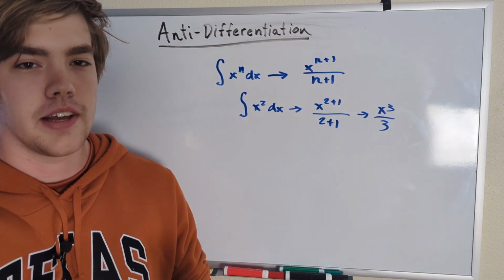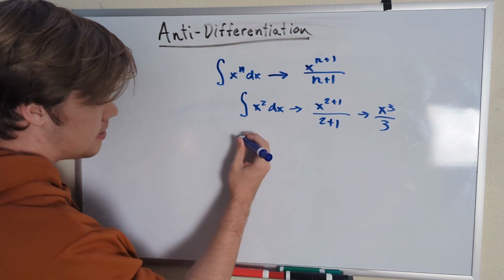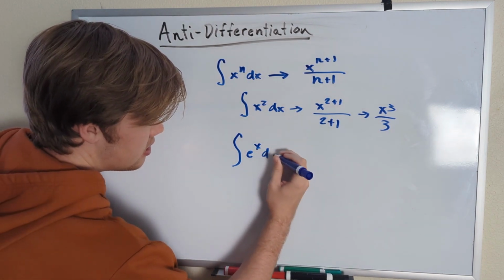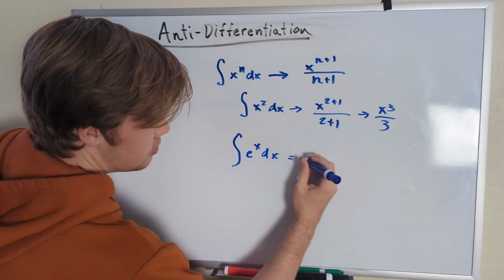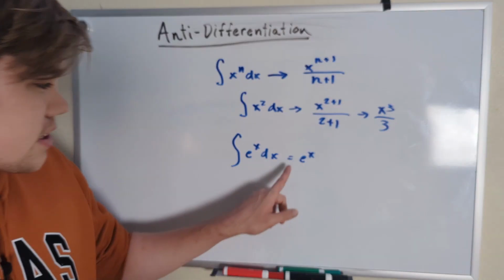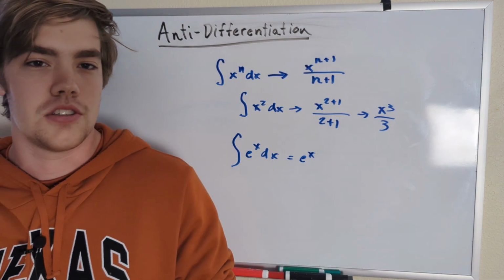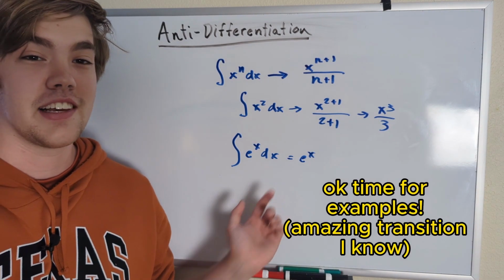And then the last simple antiderivative rule is one that's very similar to derivatives. If we want to take the antiderivative of e to the x dx, this is just equal to e to the x. Remember, whenever we took the derivative of e to the x, it just equaled e to the x. Well, it turns out if you go backwards, you get the same thing. This is by far the easiest one to remember.